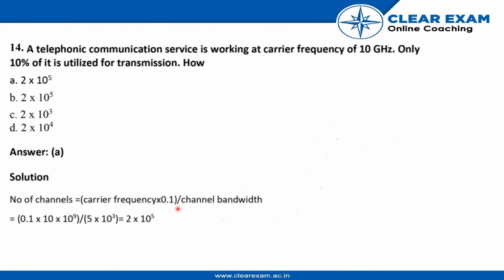Next, divide by channel bandwidth, which is given as 5 into 10 raised to power 3. When we calculate it, the answer we get is equal to 2 into 10 raised to power 5, which is the A part.